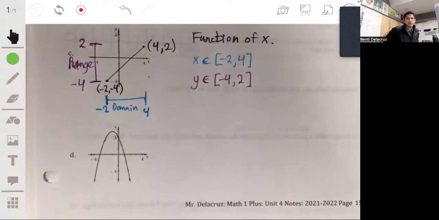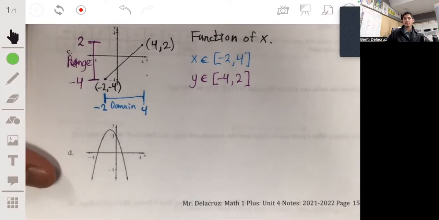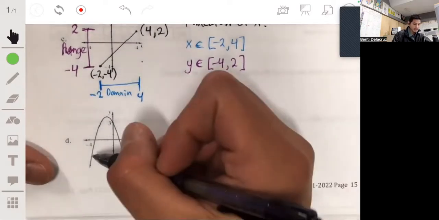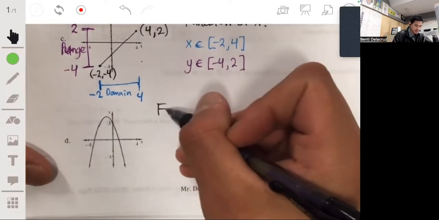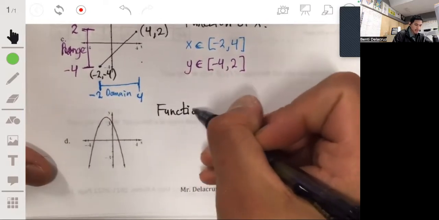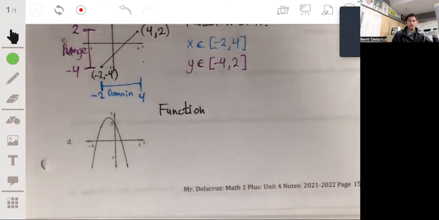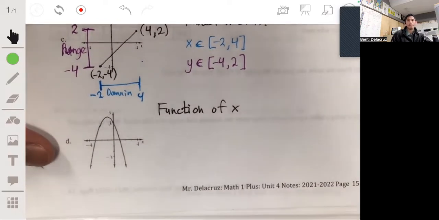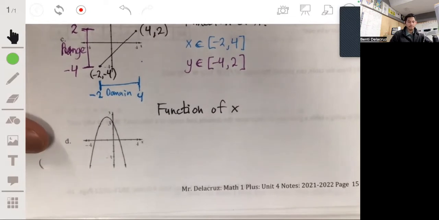All right, moving right along, let's look at D. Here we have what's called a parabola, a downward parabola, and this would be a function of x because we don't have any x values that are assigned to more than one y value. So function of x, that's good. Now let's look at the domain.